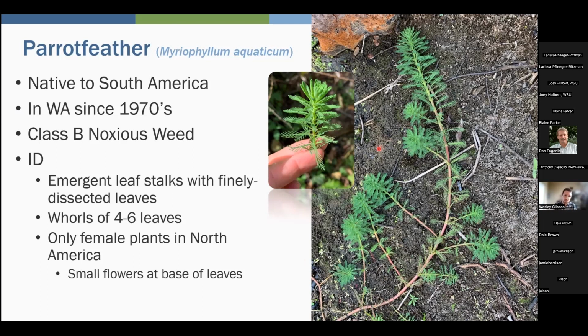It's going to have these whorls of 4 to 6 leaves that wrap around the stems, similar to those other milfoil species. And occasionally you're going to see little flowers at the base of the leaves as well. And as far as we know, there's only female plants in North America. So if you're really interested in looking closely at those flowers, you'll notice that they're only female.